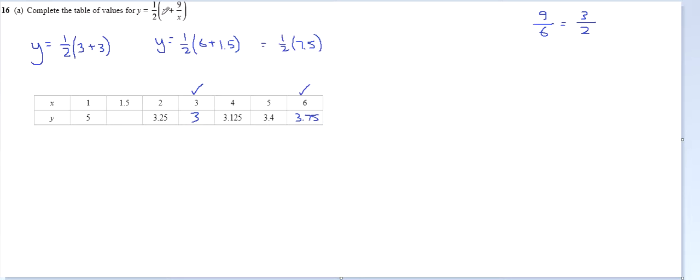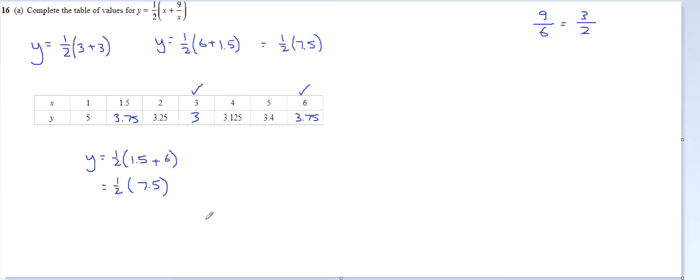Okay, so let's do this 1.5. So we've got half of 1.5 plus 9 over 1.5. So how many 1.5s are there in 9? If you think about it, there's 6. And we get that same problem here, so it's 7.5. So that will be 3.75.